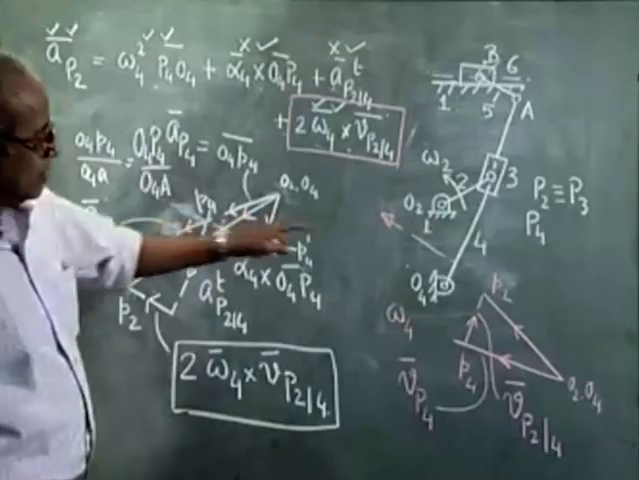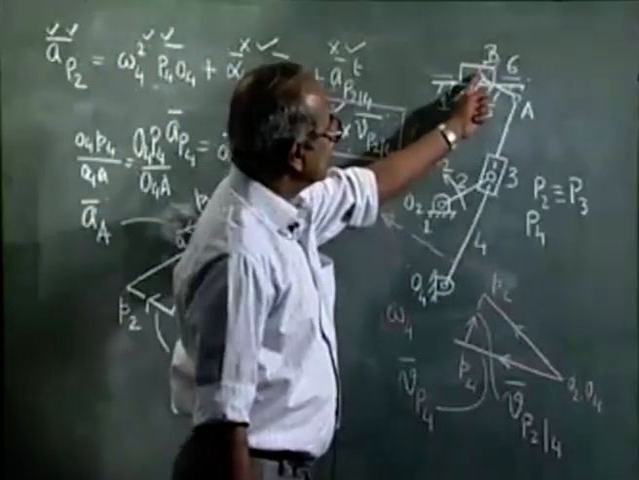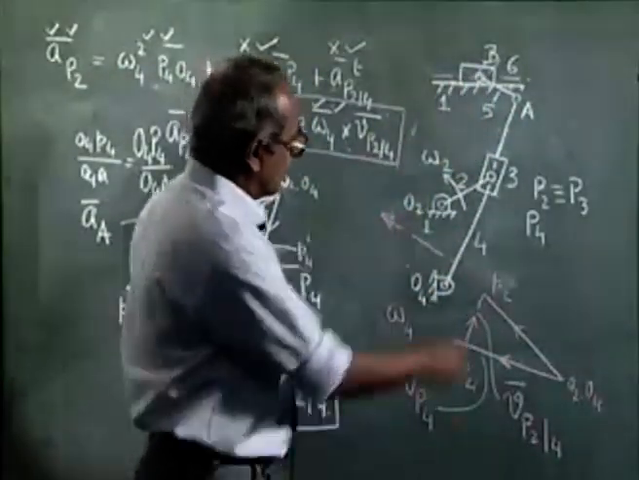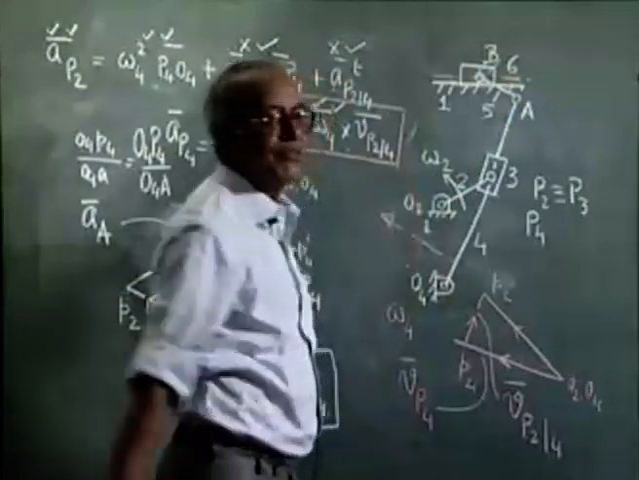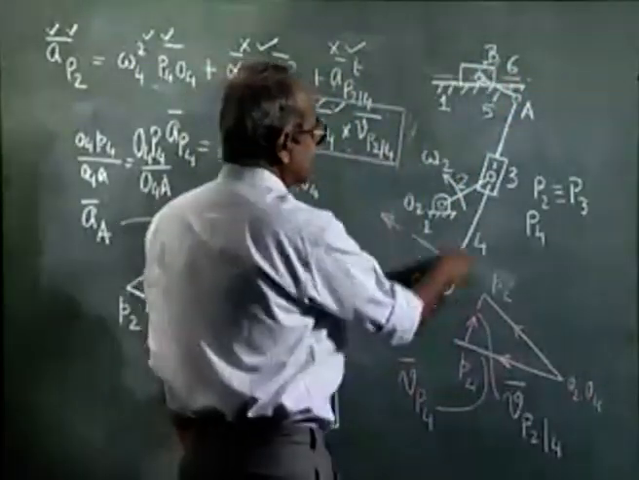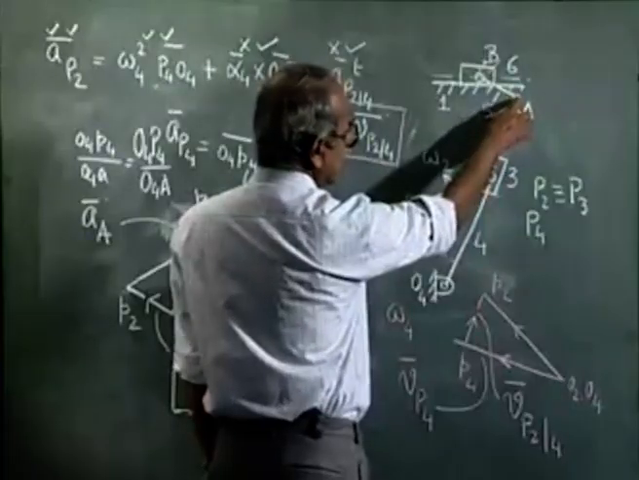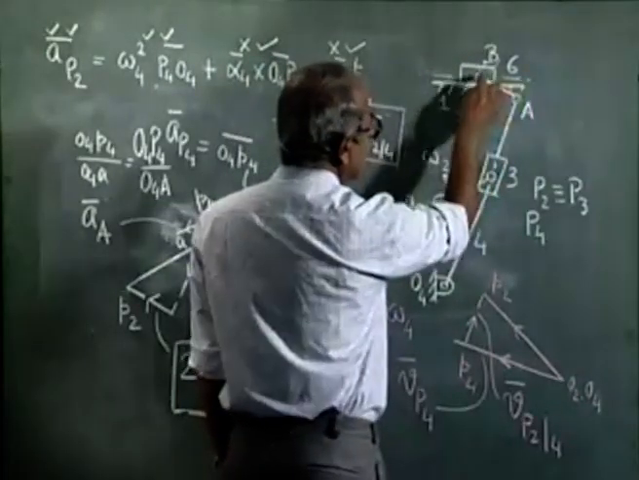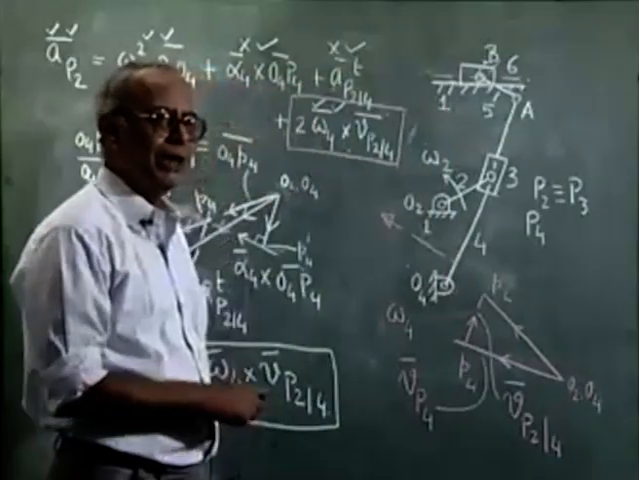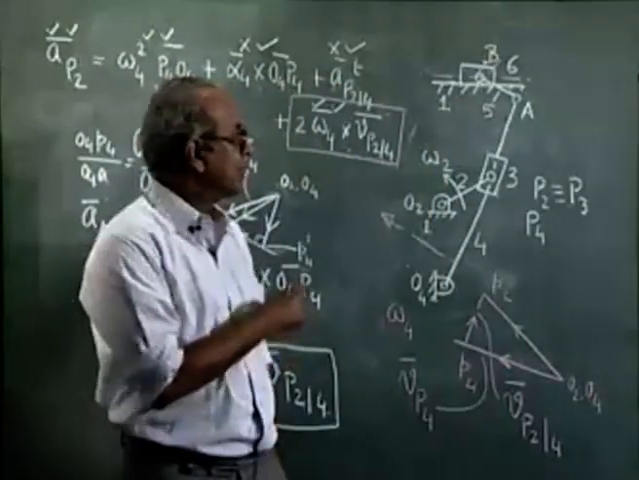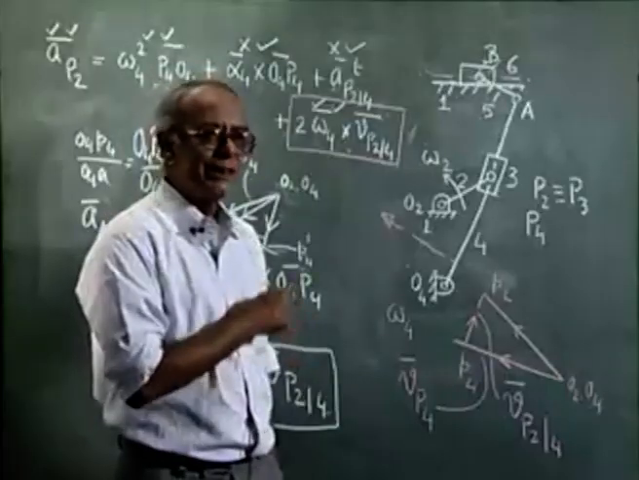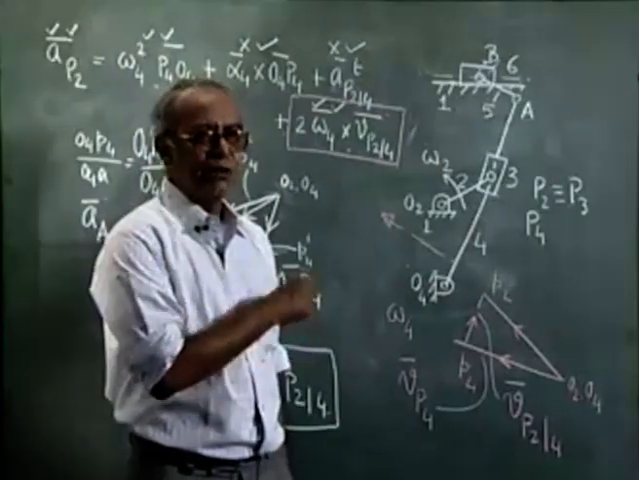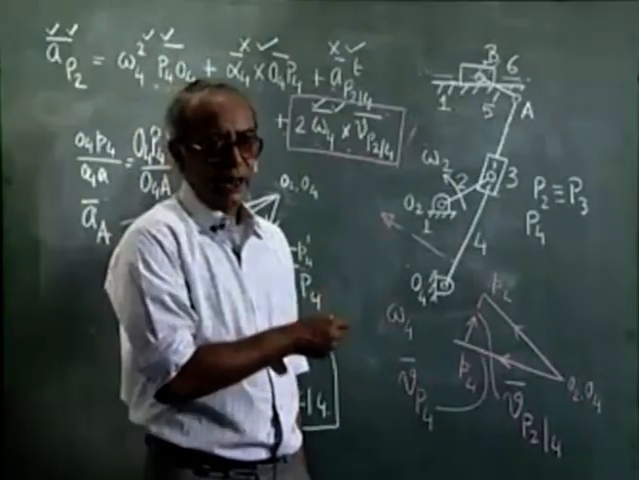Once we get the acceleration of the point A, the acceleration of the point B can be determined very easily. It is just like a slider crank. Once we know the acceleration of the point A, and the acceleration of B is in the horizontal direction, you can find the acceleration of the point B just by following the method I explained with reference to the slider crank mechanism. This I would like to leave to you as an exercise.